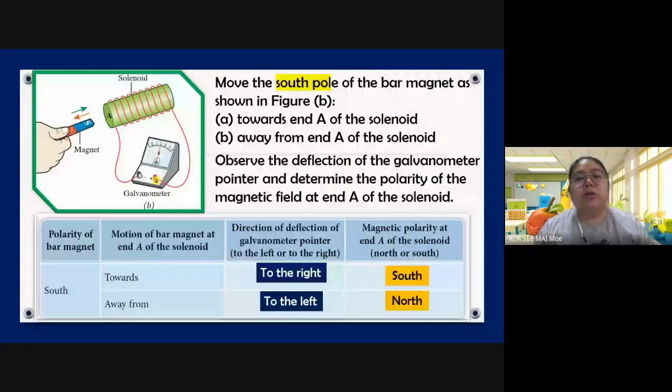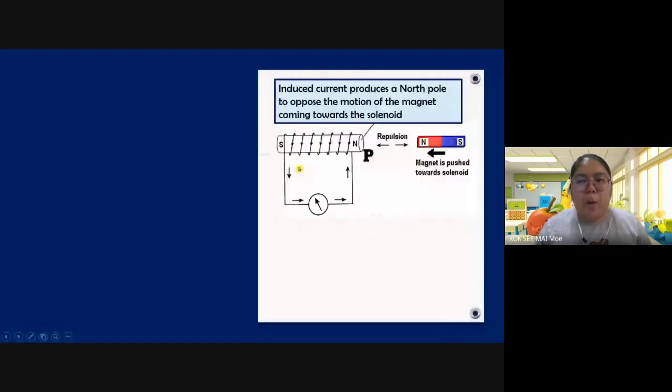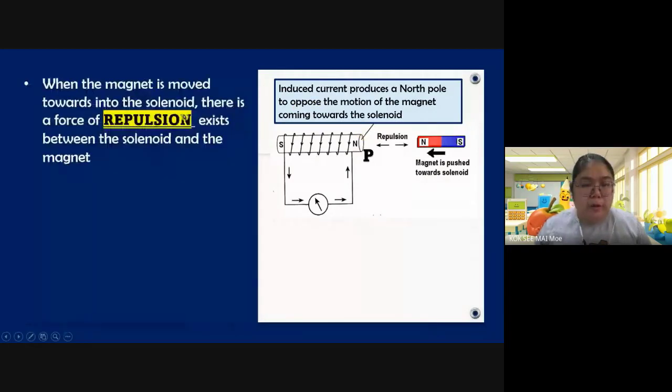Okay, so this one is how Lenz's law they're talking about. From here, this one explains for you. Now the N wants to go in. Induced current produces a north pole to oppose the motion of the magnet coming towards the solenoid. So when the magnet just moves towards the solenoid, there is a repulsion force existing between the solenoid and the magnet. So from here, the end P is induced to become a north pole.